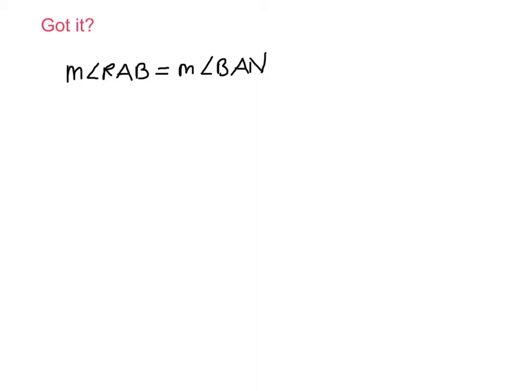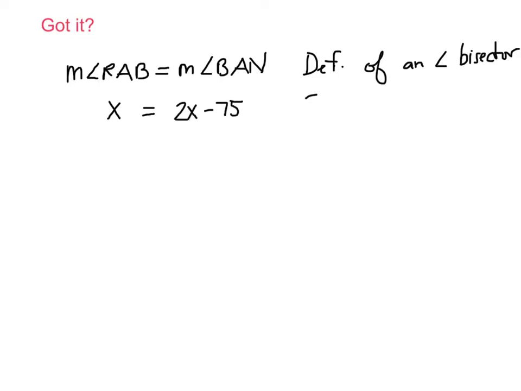We know that because of the definition of an angle bisector. Because the definition of an angle bisector proves that two angles are equal to each other. And remember, you can use definitions as your justifications. So the next thing I'm going to do is say that x equals 2x minus 75. What's the reason?